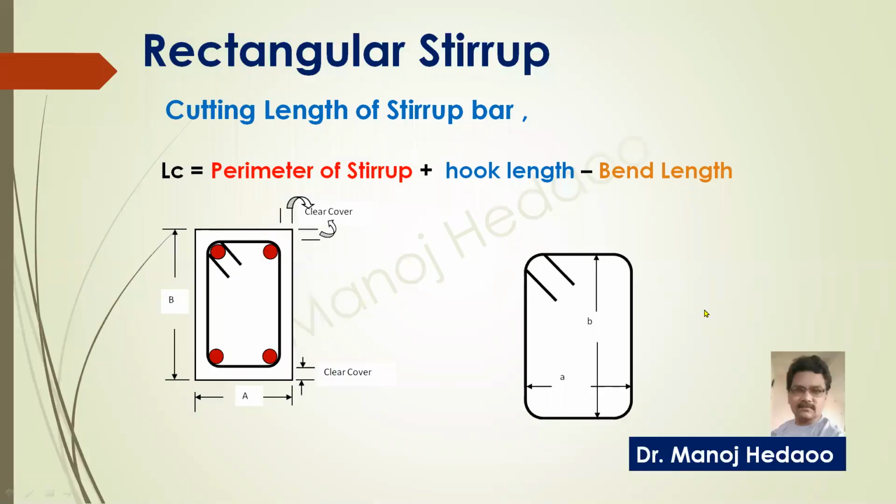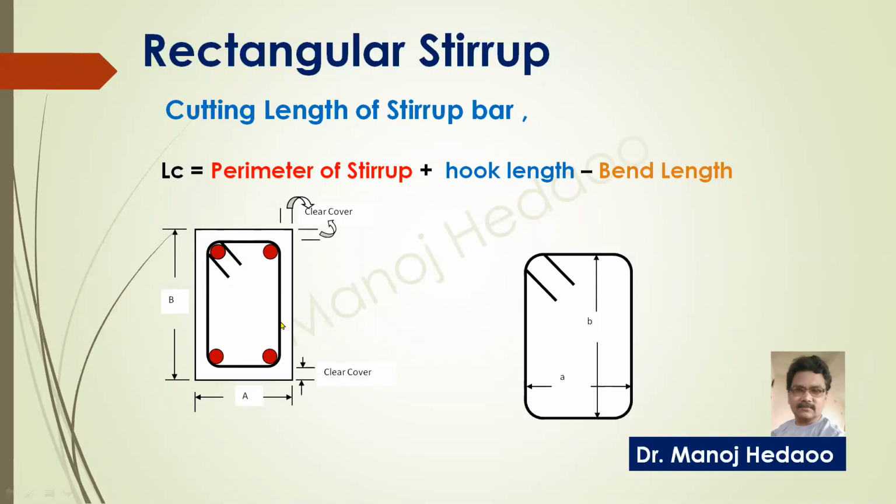Now friends, here we will see details of rectangular stirrup. So we are interested in calculating the length of stirrup bar. Here cutting length is given by perimeter of stirrup plus hook length minus bend length. From section, this is a rectangular section for column or beam. Here capital A is the width of section, capital B is the depth of section. Here 4 longitudinal bars are there holding with this stirrup. Here clear cover from both sides is shown.